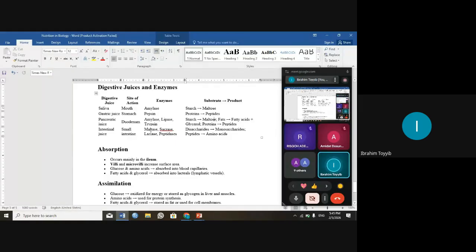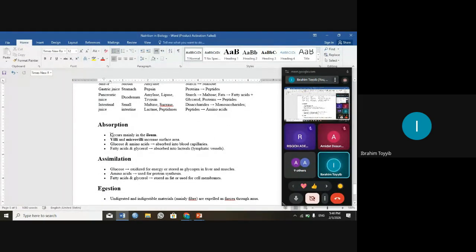Also, intestinal juice, that's small intestine, so this is ileum. Maltose is being broken down by maltase. Sucrose is being broken down by enzyme sucrase. So lactose, the milk sugar, is being broken down by what? Enzyme lactase. Peptide is being broken down by what? Enzyme peptidase. So peptide will now be broken down into what? Amino acid. That's the end product. So from peptide, peptidase, to what? To amino acids.